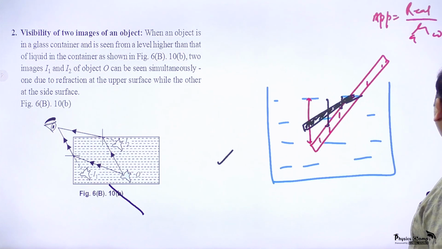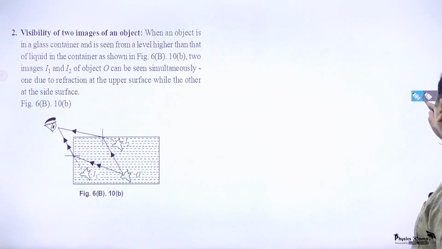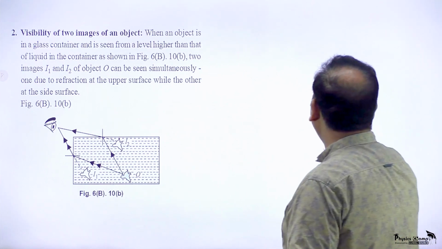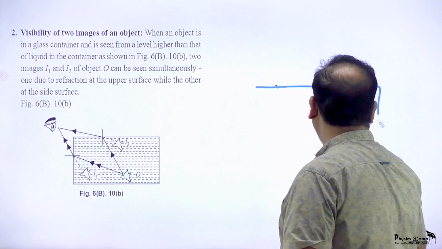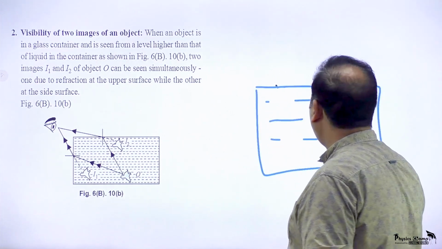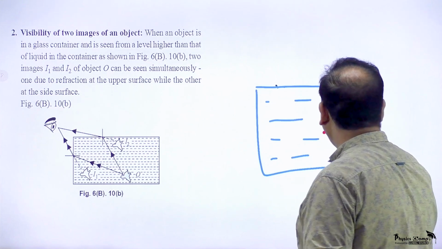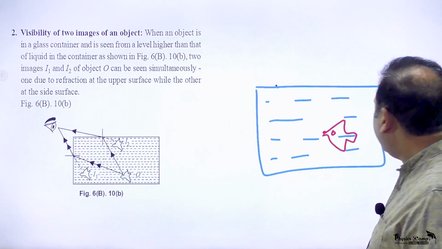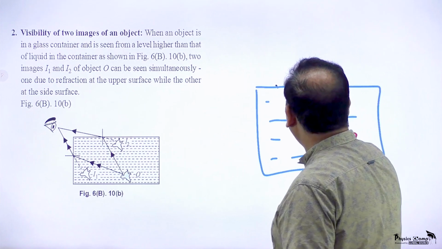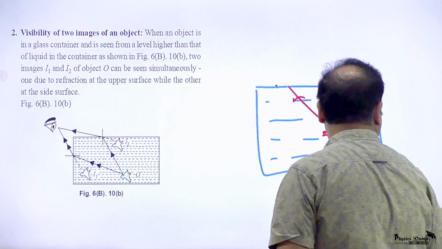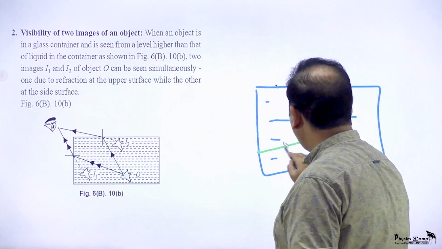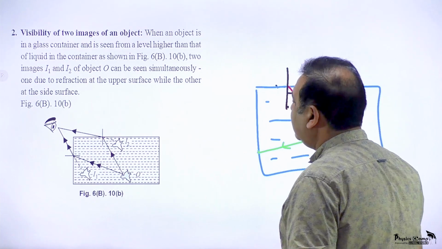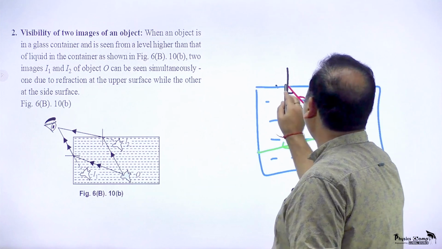And now this is another example. You can see the visibility of two images of an object. Just imagine that you have a container full of water and there is a fish in it. Now from this fish, two rays start. One ray is going here, one ray is going there. The ray which is going here has a normal angle of incidence. It is going from a denser medium to a rarer medium, so it will bend away.